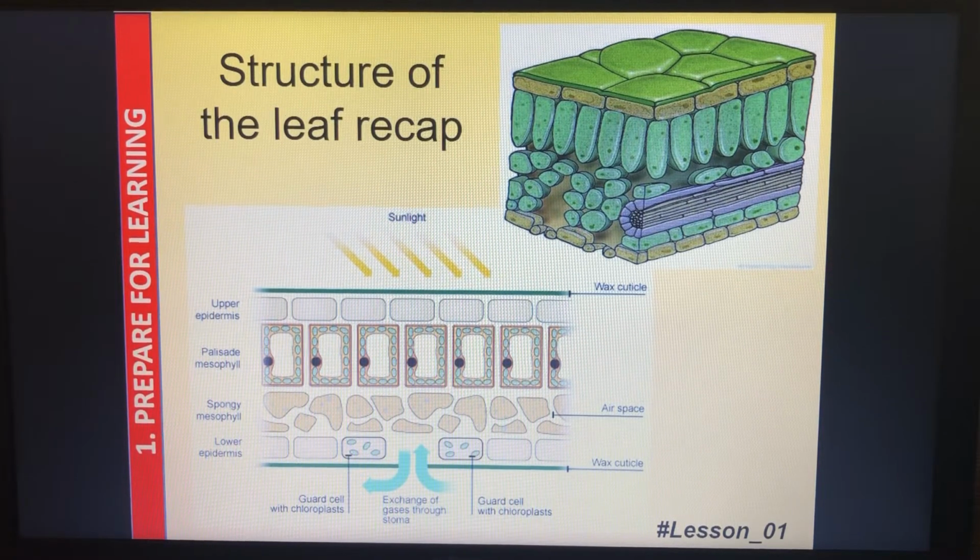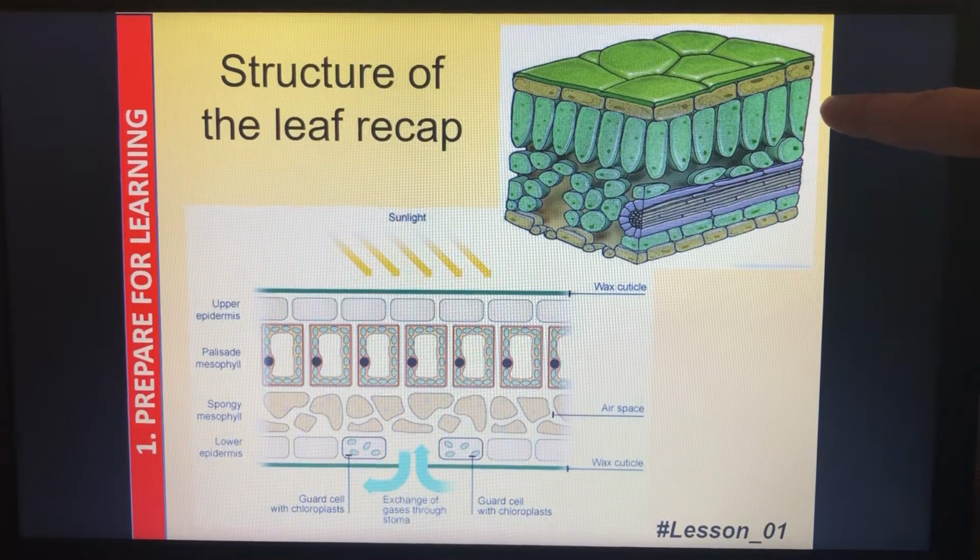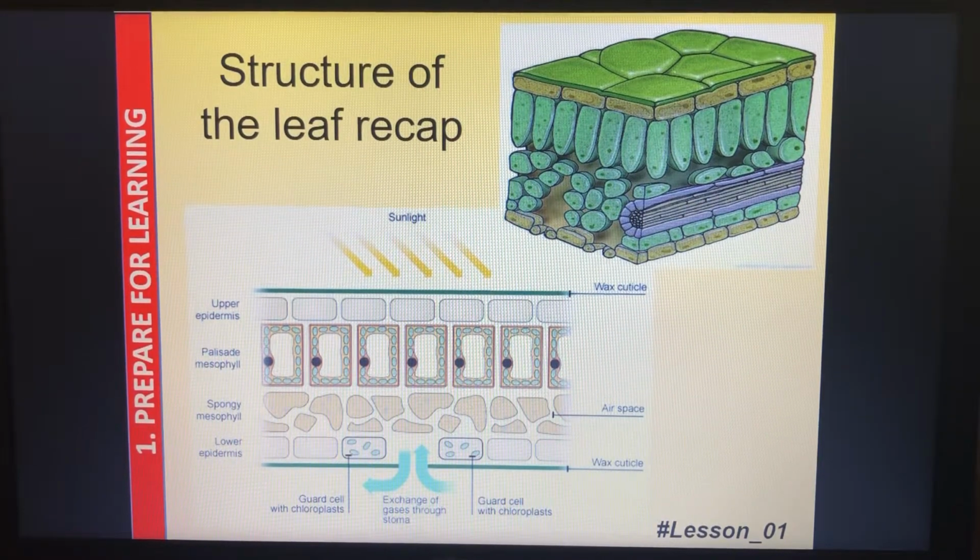The most important layer of cells in the leaf is this layer here. This is the palisade cells, okay? These are the ones that contain the most number of chloroplasts where photosynthesis takes place. And we're going to be talking about that a lot in this topic.